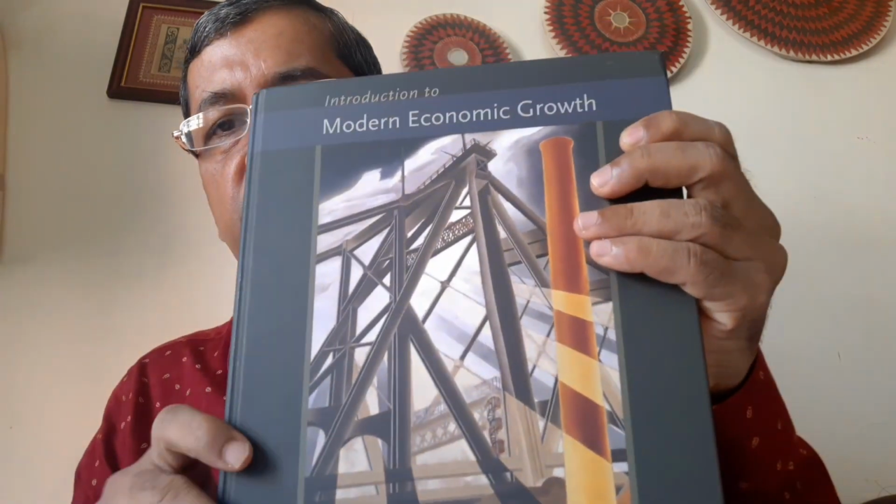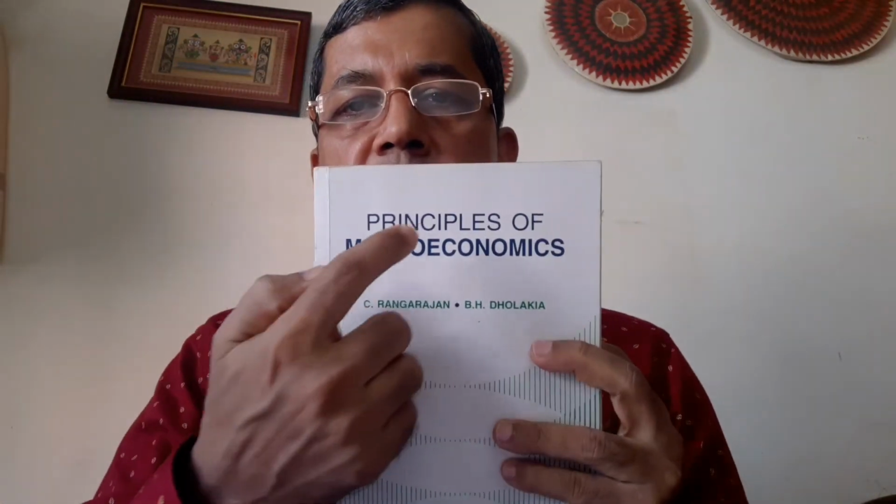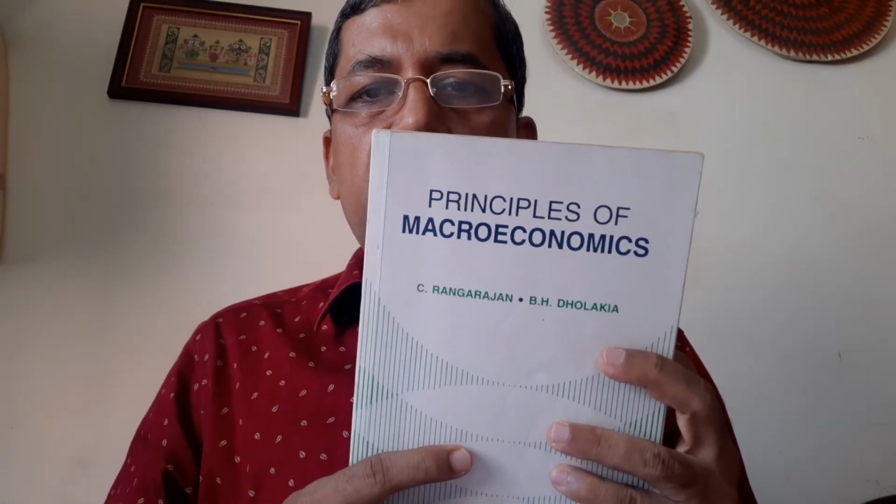Acemoglu 2009 is the reference; by the way, I'll be using two references for this module on economic growth and development. This is the first one, Modern Economic Growth by Daron Acemoglu, and for some part of today's discussion, I have used Principles of Macroeconomics by Rangarajan and Dholakia. For the rest of the discussion on economic growth and development, I'll be confining myself to the book by Daron Acemoglu.